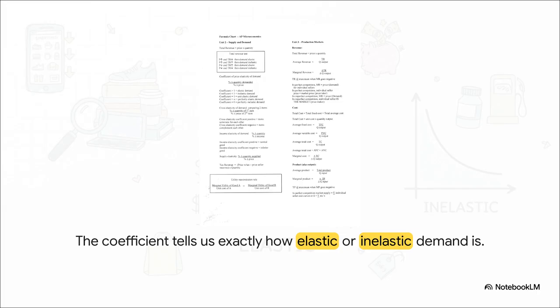It all boils down to one simple number called the coefficient. And the rule is easy. If that number is bigger than 1, demand is elastic. If it's less than 1, it's inelastic. It's just a clean, simple way to classify how sensitive demand really is.